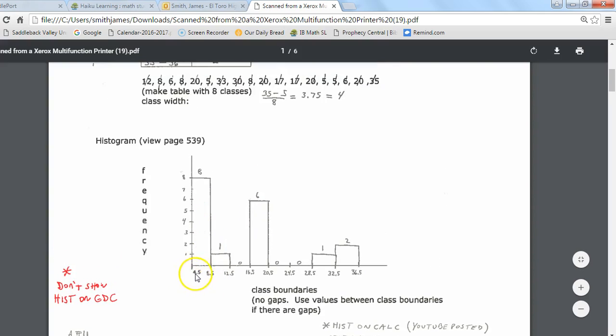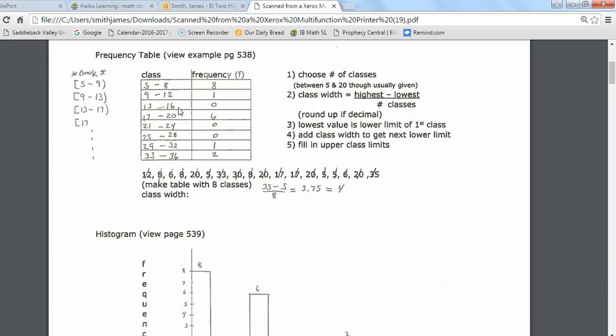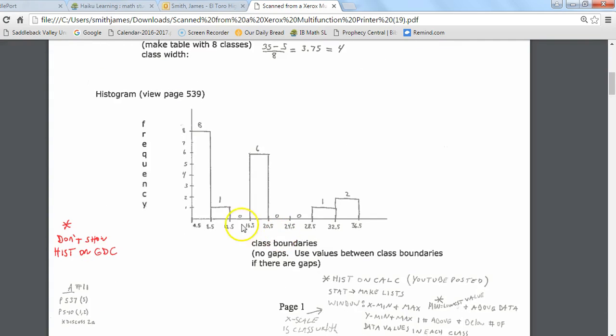So instead of classes down here on the x going from 5 to 8 and then 9 to 13, well, that would leave a gap. So instead of doing that, we're going to use the numbers in between these to help make our graph. In our first bar, we're going to go from 4.5 to 8.5. And then we're going to go from 8.5 to 12.5, 12.5 to 16.5, and so on. That's important because that way our bars will all be connected and we won't have any spaces in between.